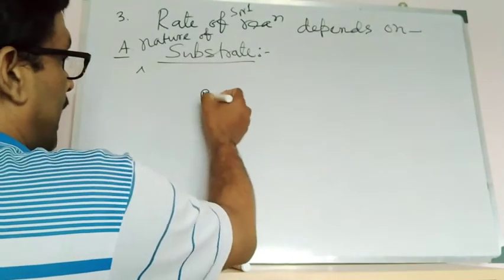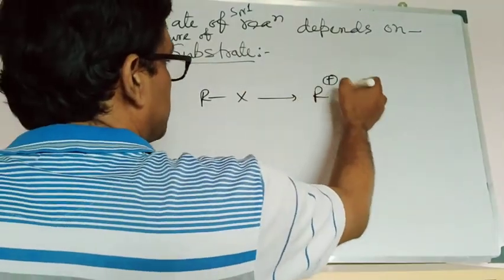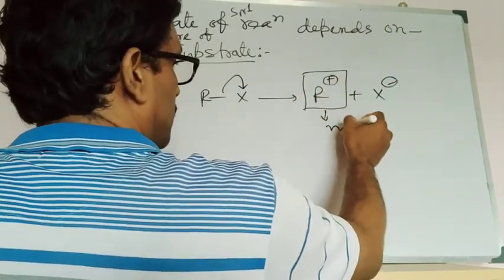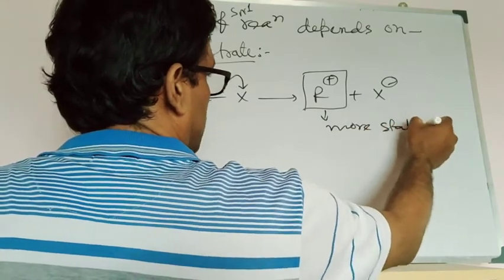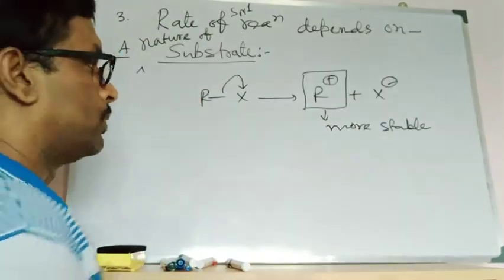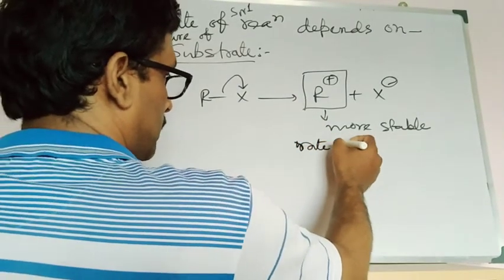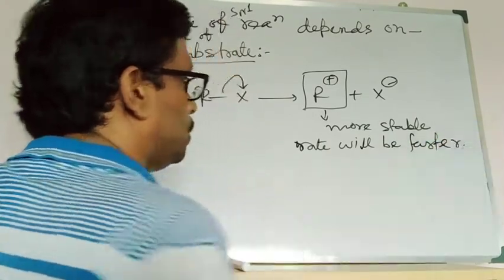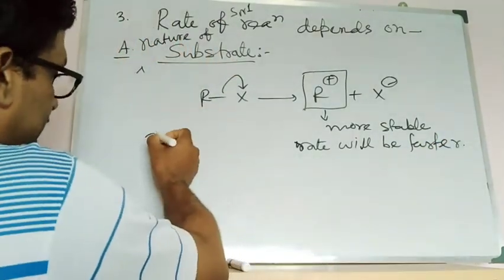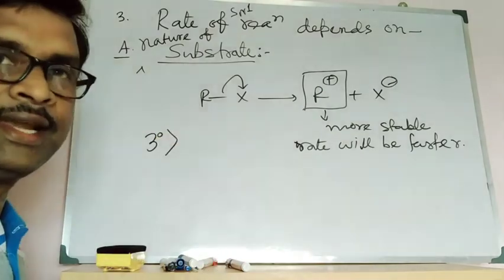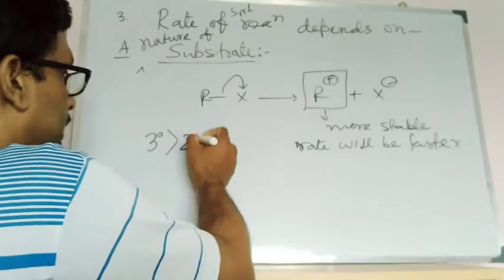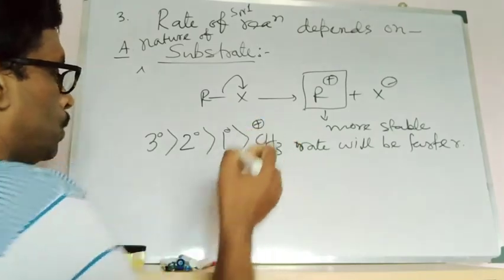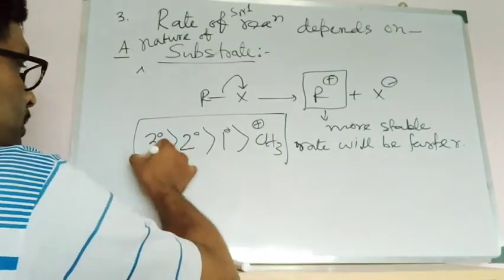So that is RX going to R plus X minus. If the carbocation formed is more stable, then of course the rate will be faster. We know all about this, that is the stability of the carbocation. 3 degree is more stable, then 2 degree, then 1 degree, and then the methyl cation. Yes or no? So how does the rate of reaction differ?